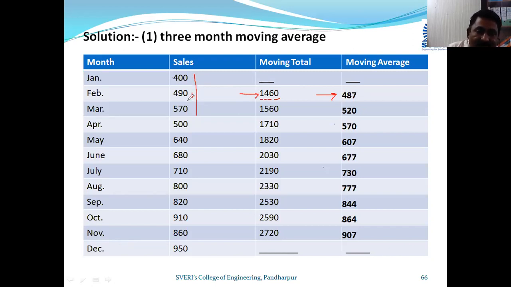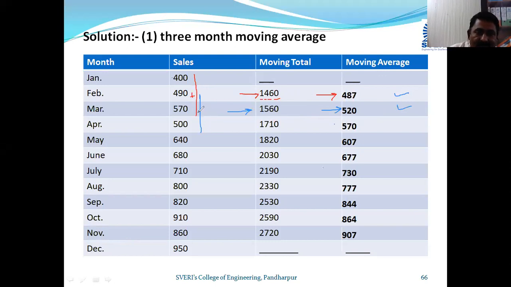Now for the next one I will consider February, March, and April. These 3 months. I will go for the addition of these three and write it here, and then I will divide it by 3 and write it here. So this is the moving total, and this is the moving average. We want this only. This is for your understanding purpose. That's how I am writing the table. Let us proceed further, friends.